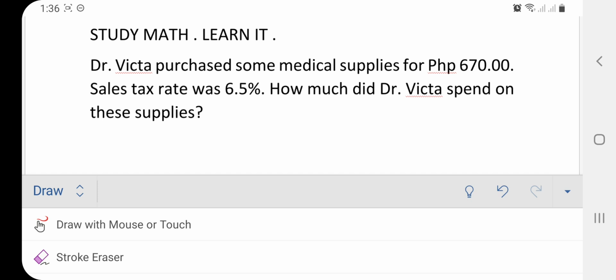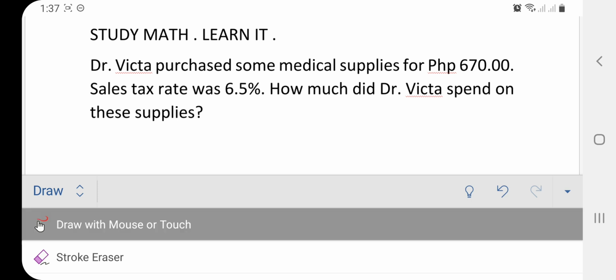So we can now go to the question. How much did Dr. Victa spend on these supplies? So we can now compute. Here it is asked what Dr. Victa will pay including the tax. So we can compute 6.5% of 670 pesos by multiplying it.